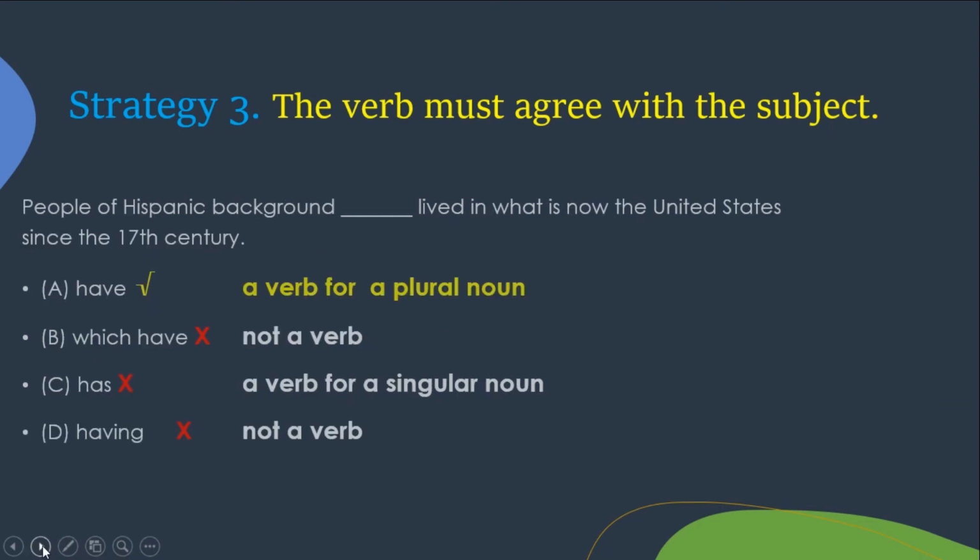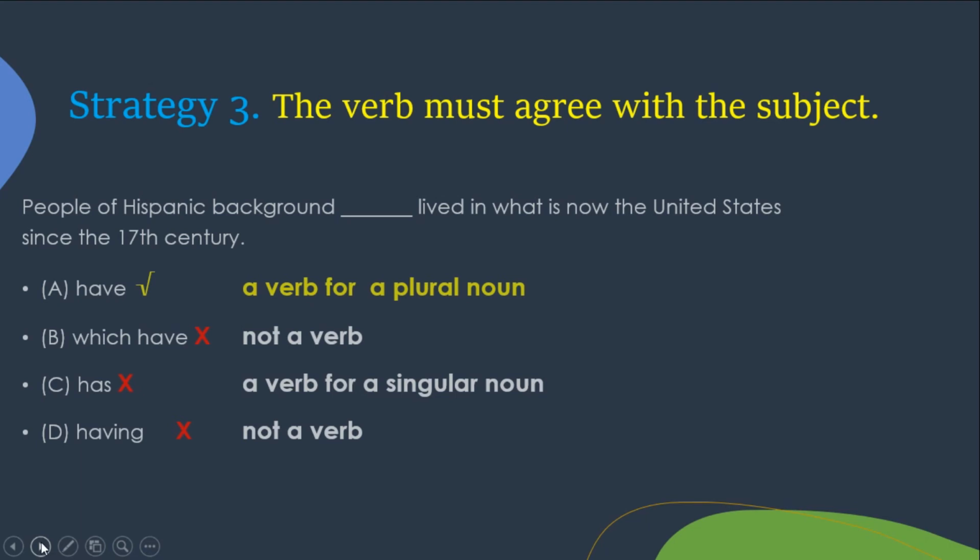And then we move to strategy, still number three, right? So if we look at this, people of Hispanic background, people, it means plural, so we have to choose which verb is plural. Okay, from the four options here, have, has, and having. So the best answer is have because it is for plural, while B and D, they are not the correct answer. And C, this is a verb, but this is for a singular noun.